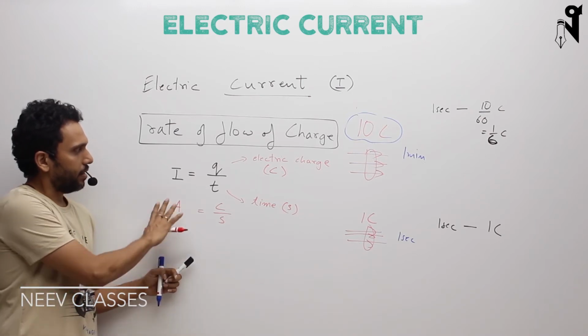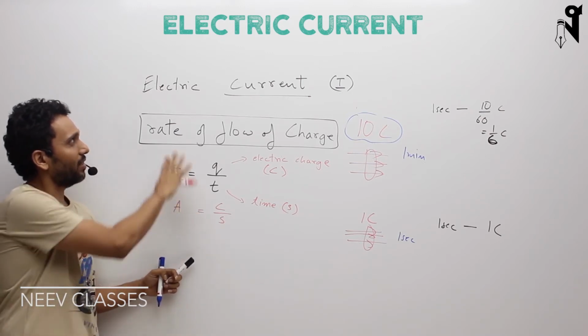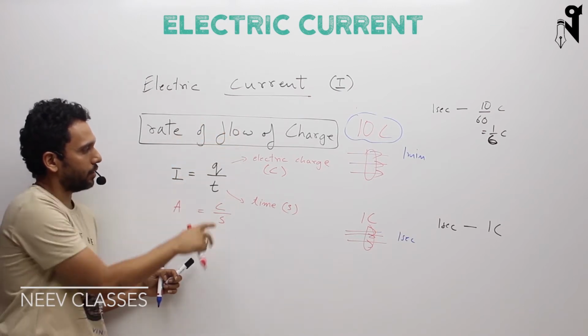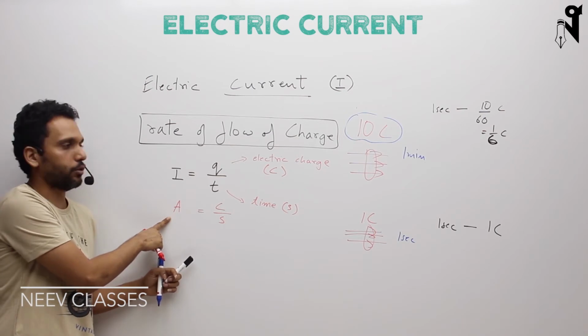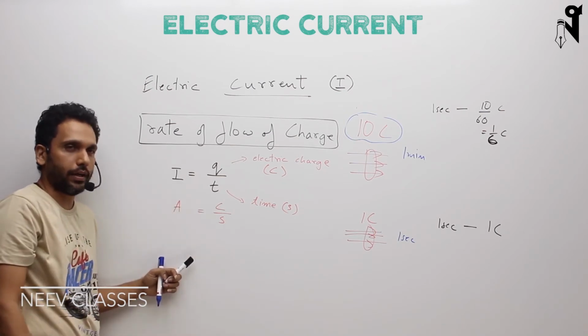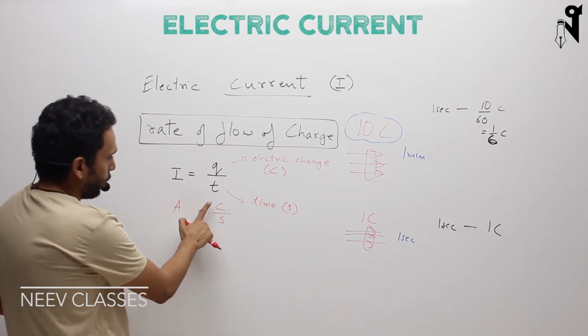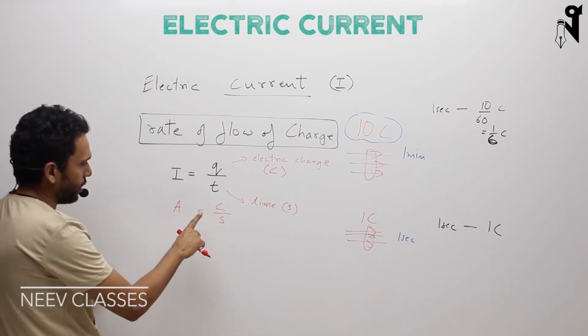So in this lesson, what we are learning is current as rate of flow of charge. So charge per unit time is defining your current, and ampere is going to be defined as coulomb per unit time, second. So coulomb per second, that's your ampere.